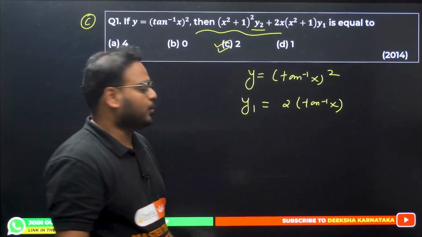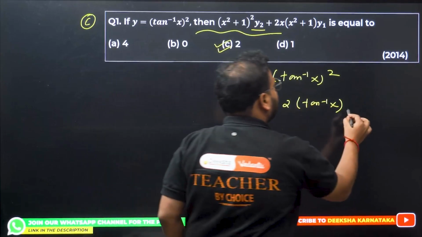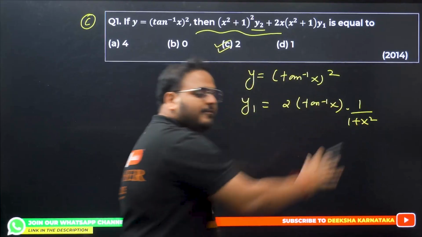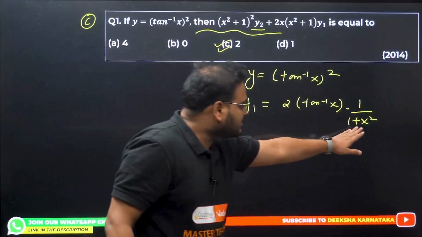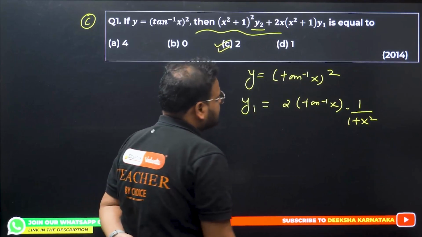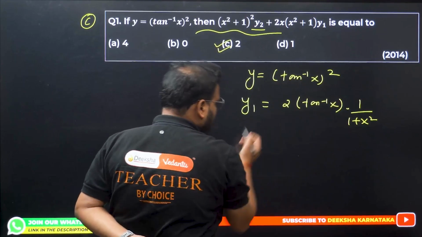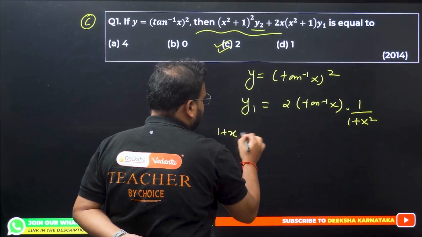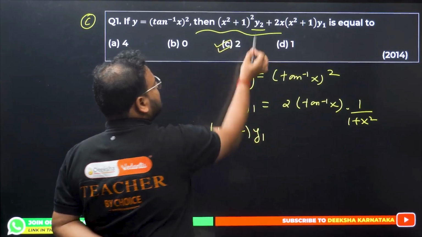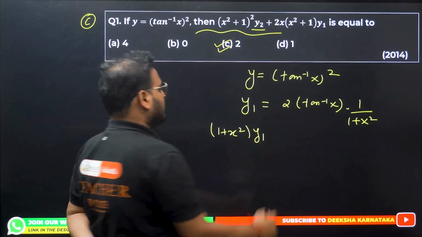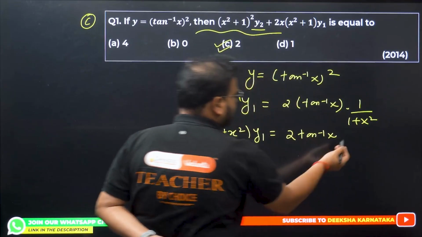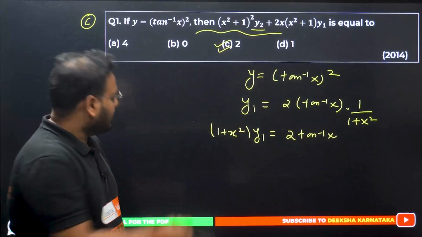Then apply the chain rule. Derivative of tan inverse of x is 1 upon 1 plus x square. This itself is the first derivative, a result we got from the use of the chain rule. What is the next step? Take this on this side. So write 1 plus x square times y1, which equals 2 times tan inverse x, left on the right hand side of the equal to. Differentiate once again.